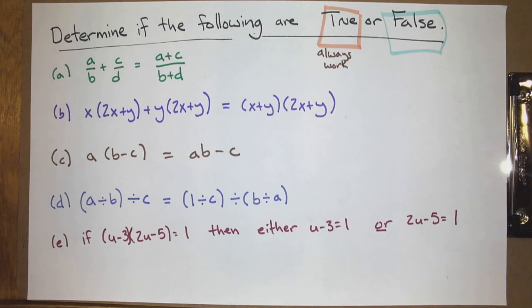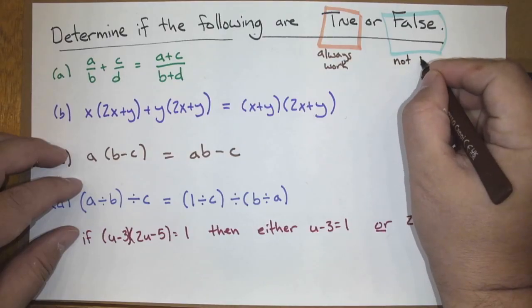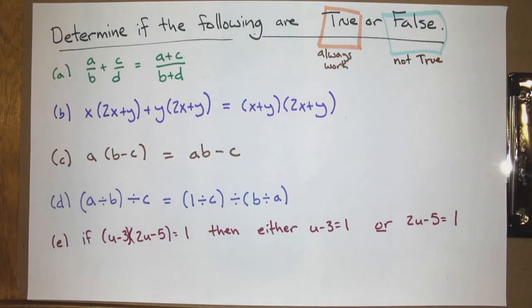Now, what does false mean? Philosophical question. What does it mean to be false? It doesn't always work? Yeah, it doesn't always work. It may never work. So false is just not true. So if it fails in even one case, it's not true, and it's false. If it fails in all the cases, it's definitely false. So you can't prove something is true with an example. All you've shown is that it works in that case. But you can prove something is false with an example. All right. With that in mind, let's go through these.